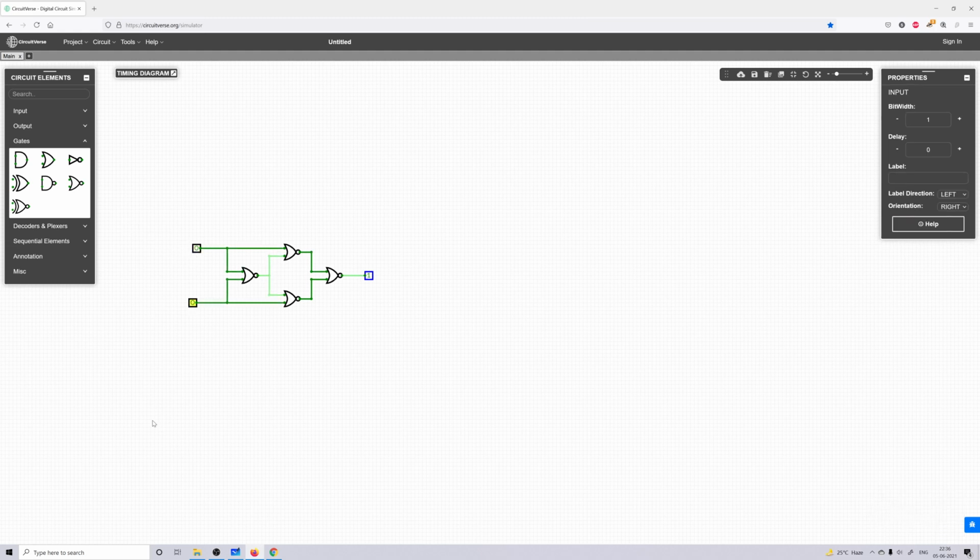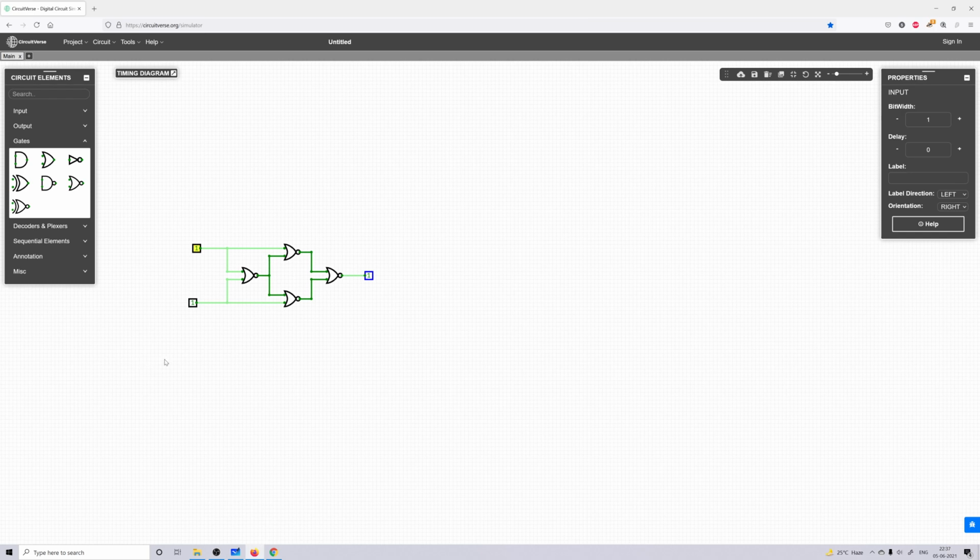designed. Let us check. When both inputs are 0, output is 1. When the first input is 1, output is 0. When the second input is 1, output is still 0. And when both inputs are 1, the output is 1. So we have done the XNOR logic.